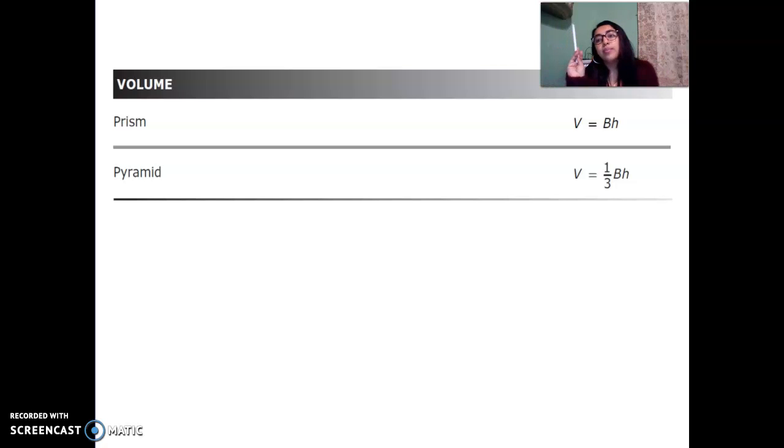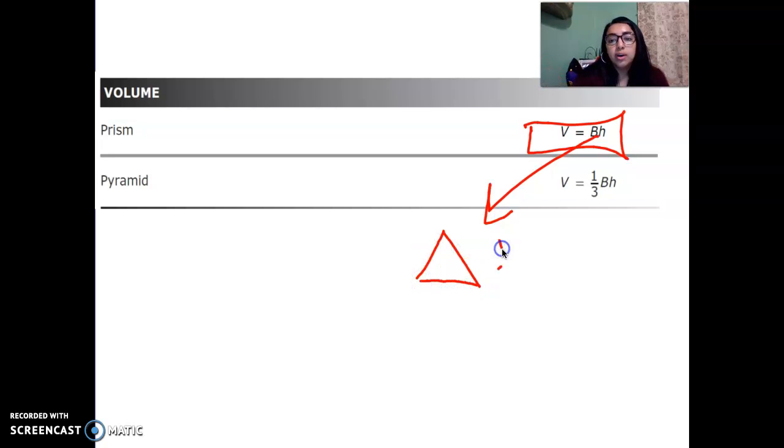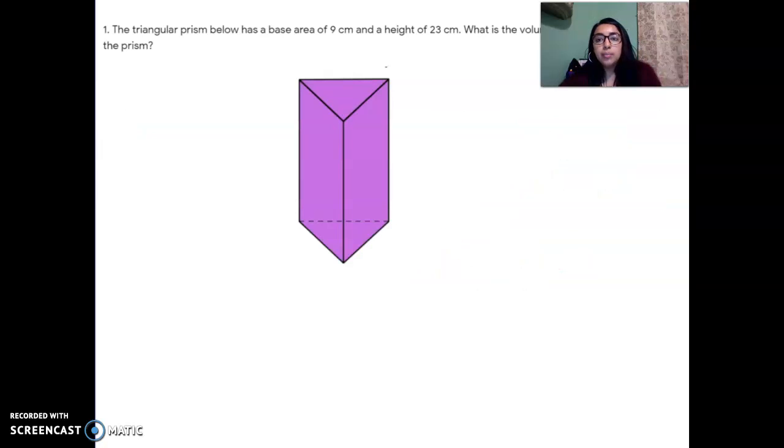Alright guys, welcome back for part 2 for the volume of triangular prisms. Triangular prisms will also use the same formula right here, which is area of the base times height. The only difference is that in order to find our area of the base, this time it's going to be a triangle. So we'll have to know that the area of a triangle is half of the base times the height. So the first example says a triangular prism below has a base area of 9 centimeters.